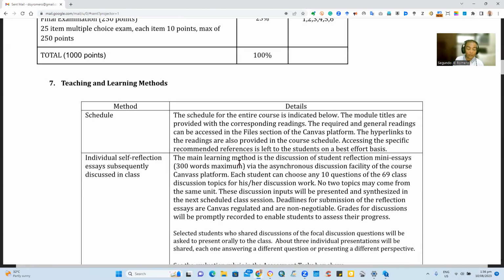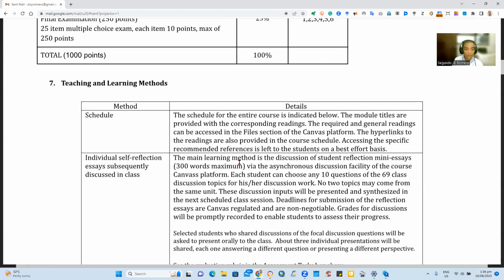If you have any questions, please write them down, and you can post them on Canvas so that I can answer them even before we have our next session on Tuesday. I'm sorry. Our next session is on Tuesday, right? Okay. So the schedule for the entire course is indicated below.